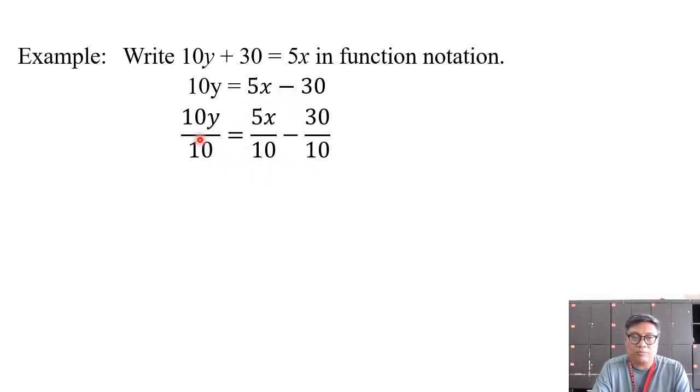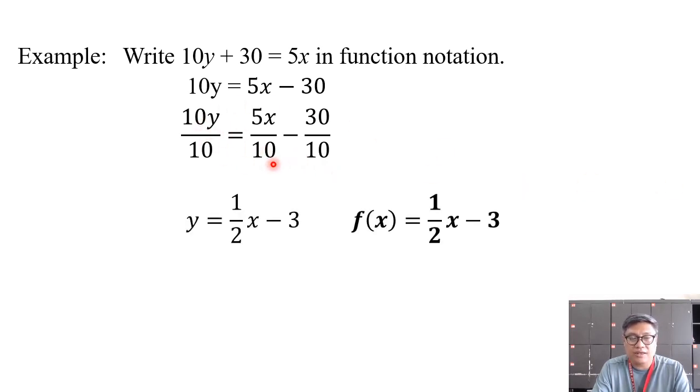Then we are going to apply the rules of simplifying so that we can simplify the result. So 10y divided by 10 is y. 5x divided by 10 is 1 half times x, or that is the same as x all over 2. Then negative 30 divided by 10 is negative 3. Then we change y into f of x. Then we just copy the other side of the equation to be 1 half of x minus 3.